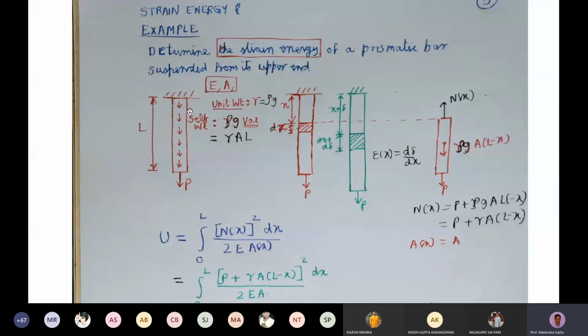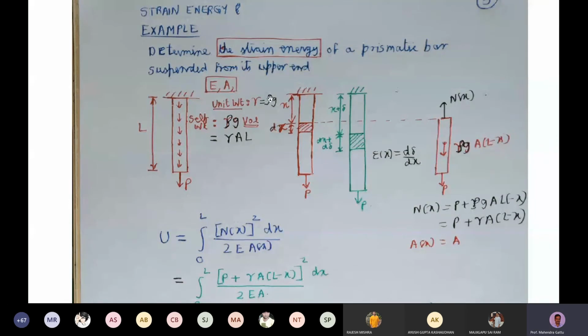So we can define the unit weight gamma, which is equal to rho g. So kg per meter cube into meter per second square. So we'll have kg meter per second square by meter cube, which will be Newton per meter cube. Okay. So units of gamma will be Newton per meter cube.